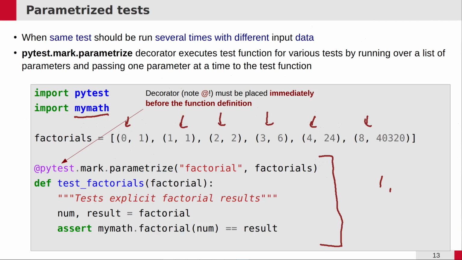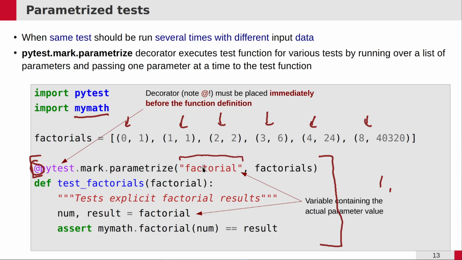Now how can we do that? The first thing is that we have to create a so-called decorator. I won't go into the details of what decorators are. Just note for the moment that decorators start with the at character, and then you use the pytest mark parametrize decorator, and you pass it 2 different arguments. The first argument tells what the name of the parameter is, and we just call it factorial. And in the test function we will have an argument with exactly the same name, factorial.